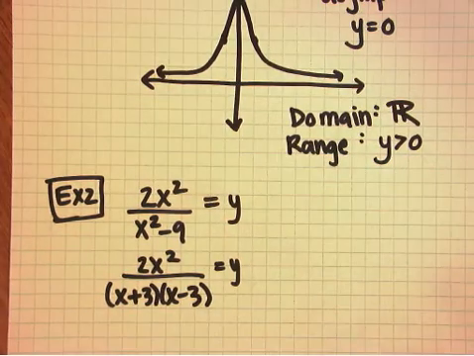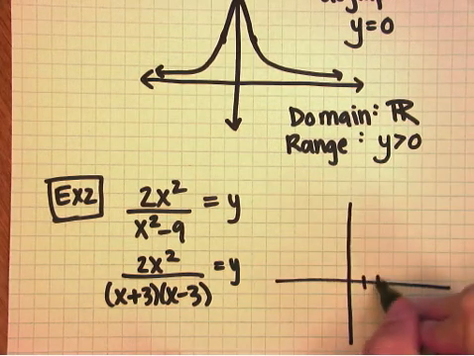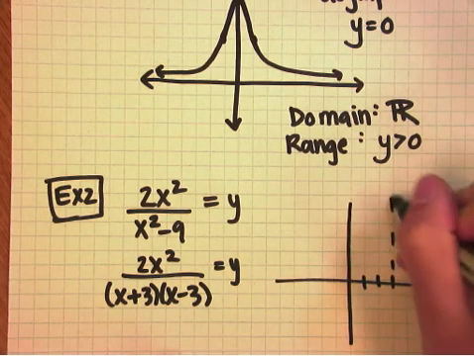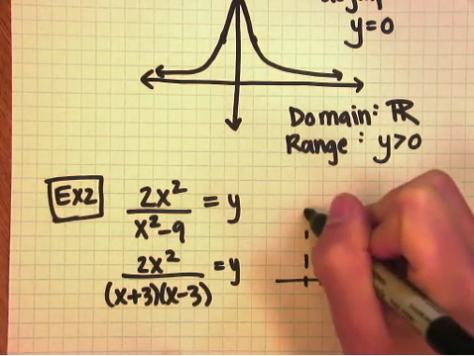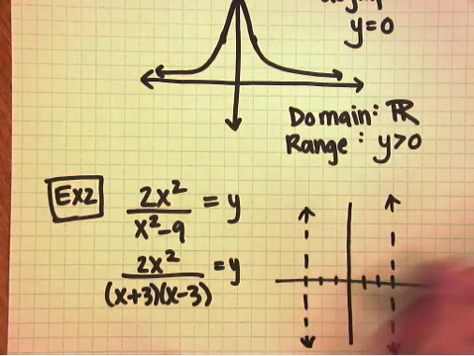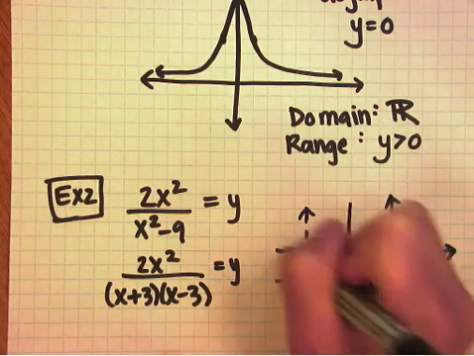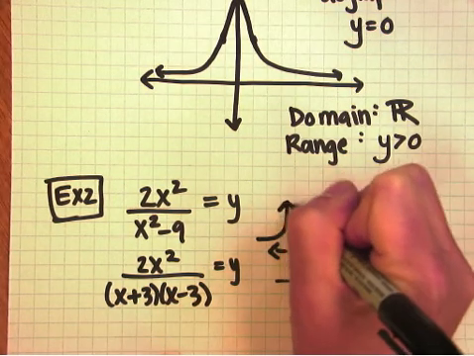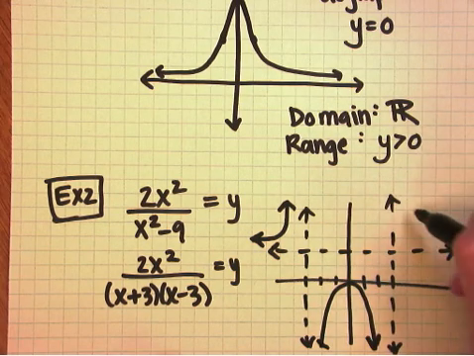So when I go to graph this, I know that at 3 I've got a vertical asymptote. At -3, I've got another vertical asymptote. And at 2, I've got a horizontal asymptote. And then I can draw my graph in. I've got a branch here, I've got a branch here, and a third branch up in this corner.